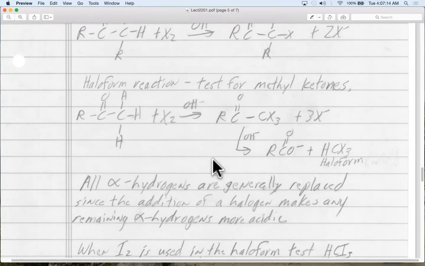So, if you have a question on the test and you have a methyl ketone, notice this is called a methyl ketone because it's a methyl group attached to the C double bond O, and you add halogens to it in the presence of base, it does not stop at this step. It continues on to give you the unprotonated form of the carboxylic acid and the haloform compound.